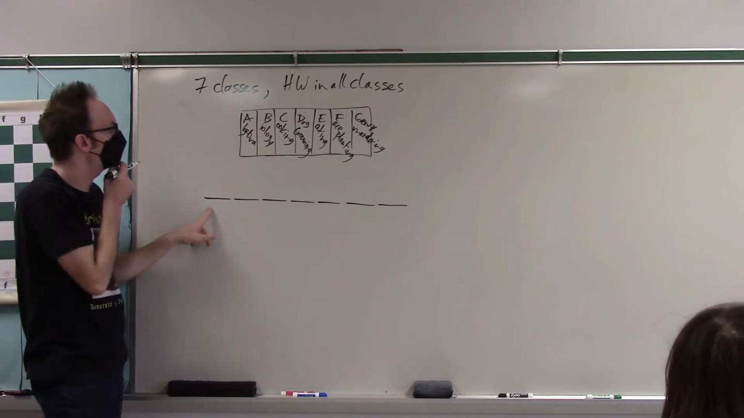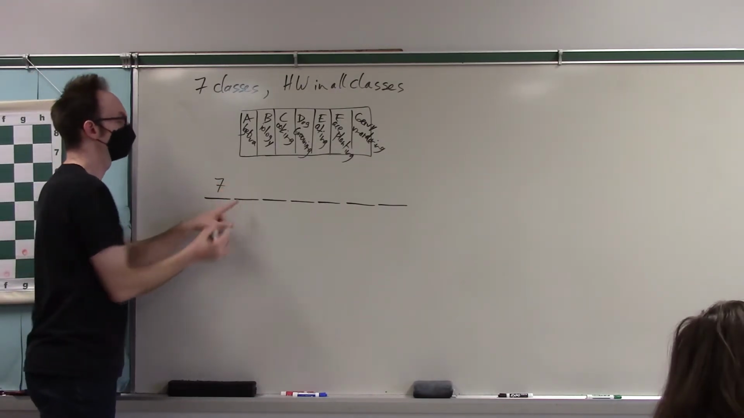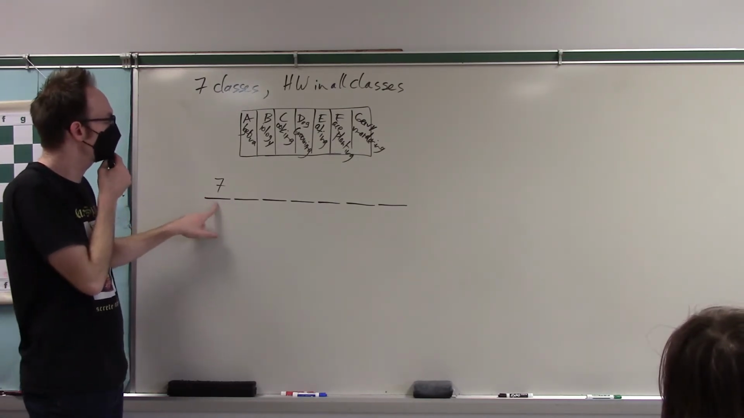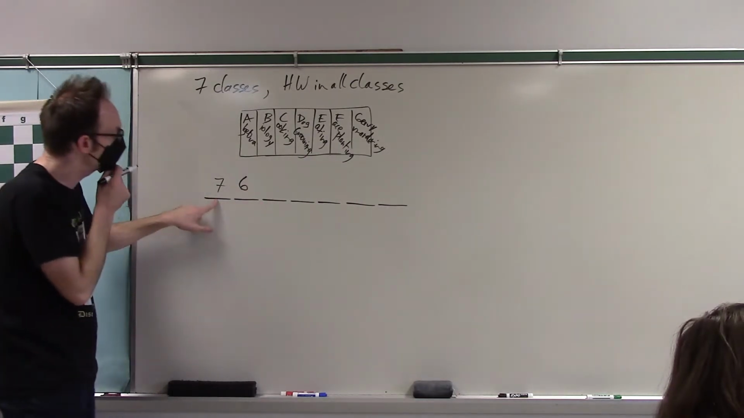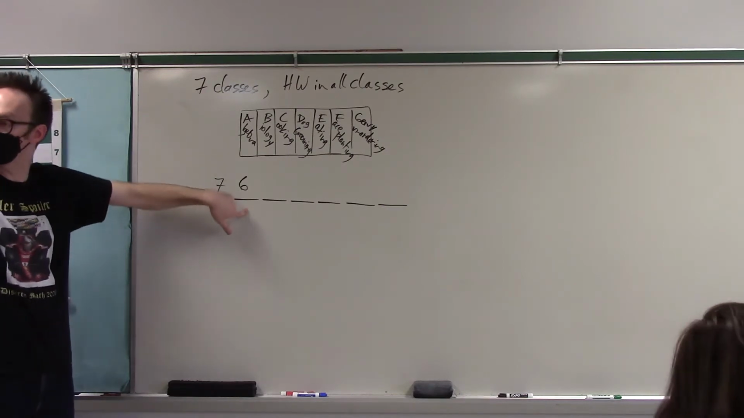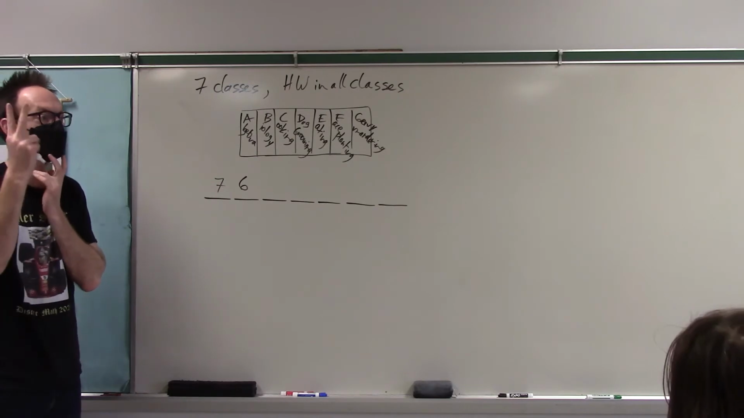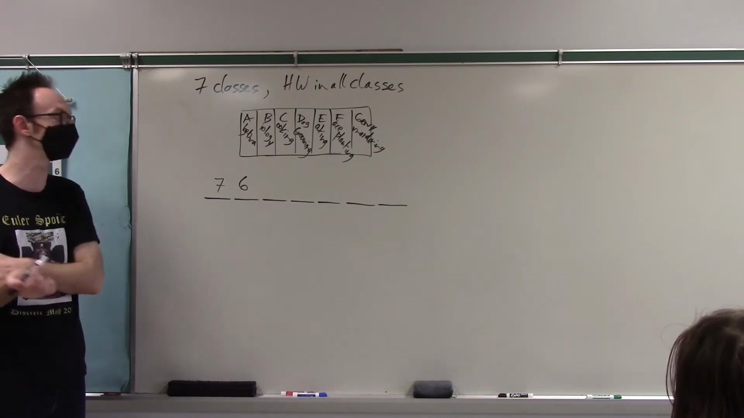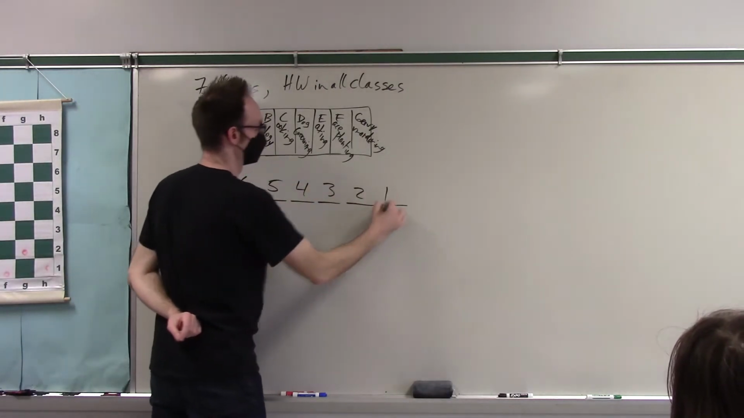How many choices do I have for what class I do first? 7. But then I've already done one. So for every one of those 7 ways, how many choices are there for what to do next? 6. So for every one of those 7 ways of deciding which class to do first, I have 6 ways of deciding which class to do second. So there are 42 ways to do 2 classes' worth of homework, caring about the order in which I do them. And then 5, 4, 3, 2, 1.